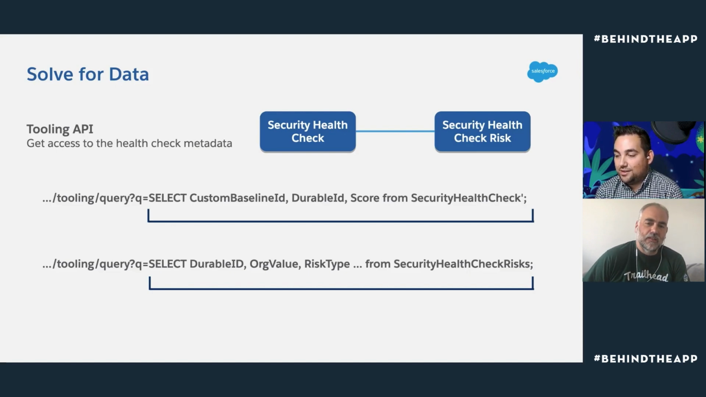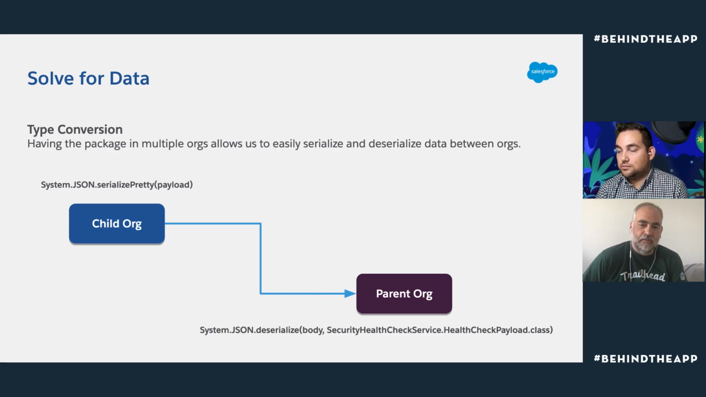But essentially for this one, there's two queries. It's get me the health check data, and then get me the risk data, which is each of the score elements we have. So those 37 other risk scores, if you like. And then, once we've gotten the data, what are we doing with it once we get it from the tooling API?